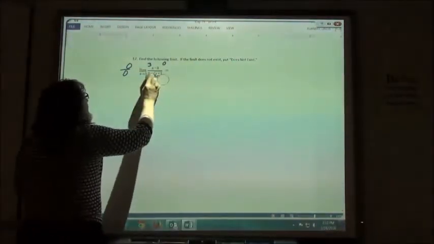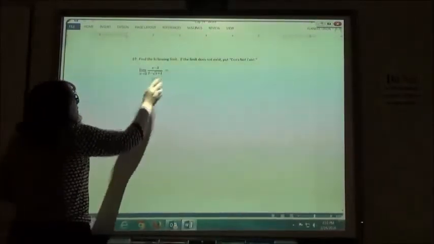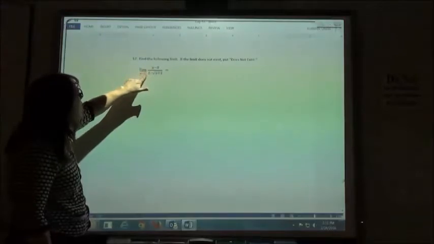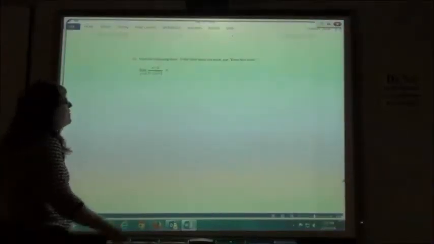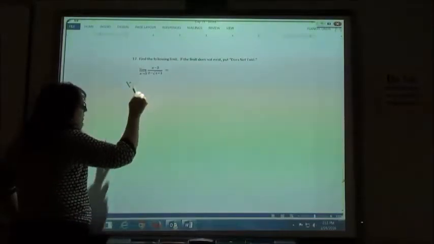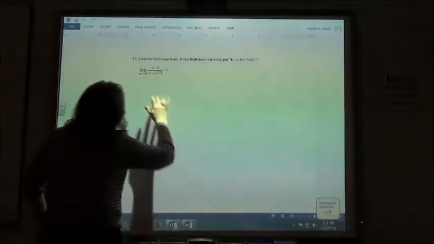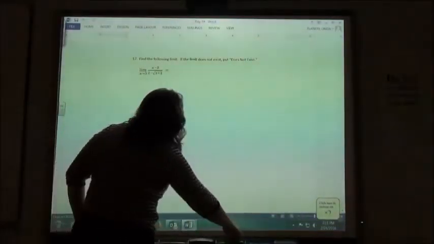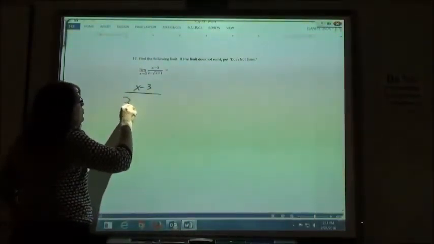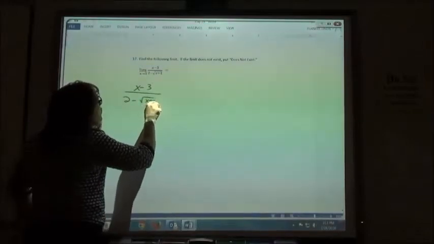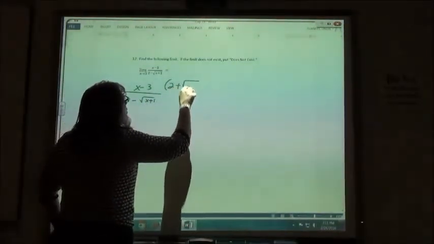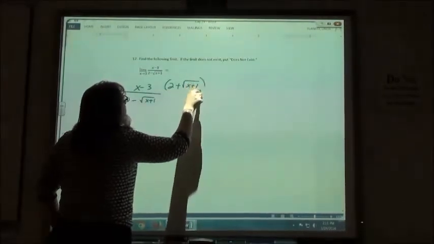So whenever I get that 0 over 0 when I plug my number in, I have to look at it and say, oh, okay, here's another one. I have a binomial on the bottom. Let's see if I can get rid of that. So x minus 3 on top. If I can get my board to work. On the bottom, I have 2 minus the square root of x plus 1. So I'm going to multiply by 2 plus the square root of x plus 1.